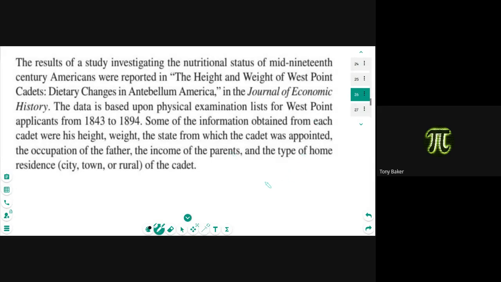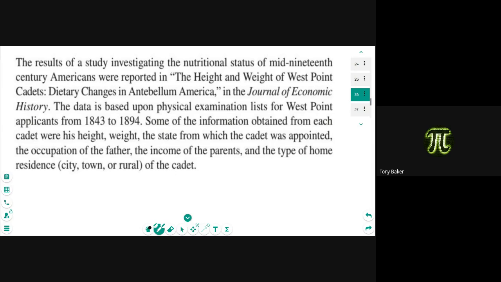All right. Read this wonderful little paragraph, which you're going to write down. I want you to write down the variables. There's multiple of them. For each variable, you want to write down if it is qualitative or quantitative, and then what level of measurement it is. So is it nominal, ordinal, interval, or ratio? So write down each variable, qualitative or quantitative, and then nominal, ordinal, interval, or ratio.